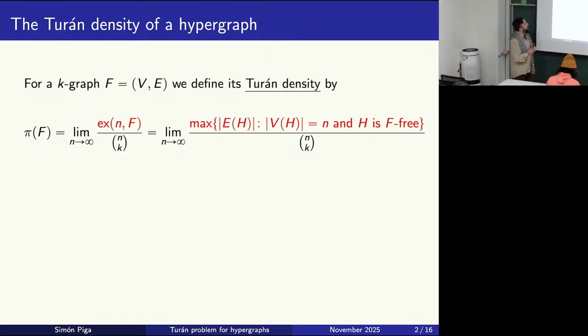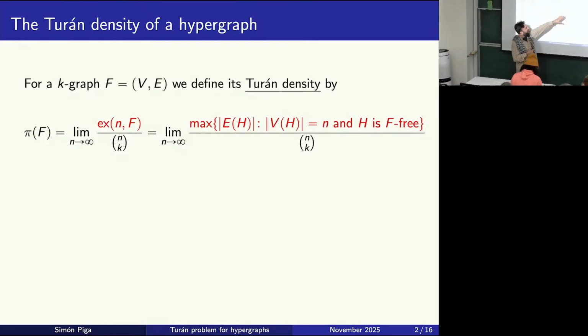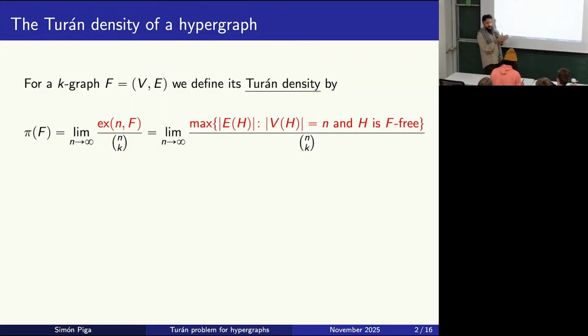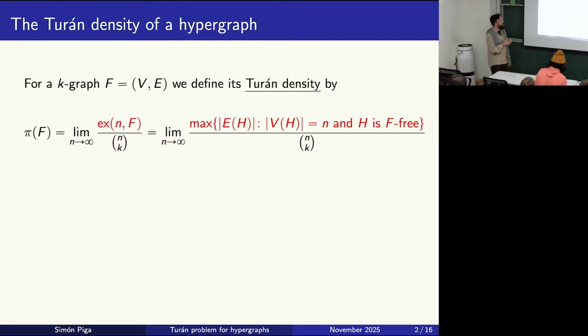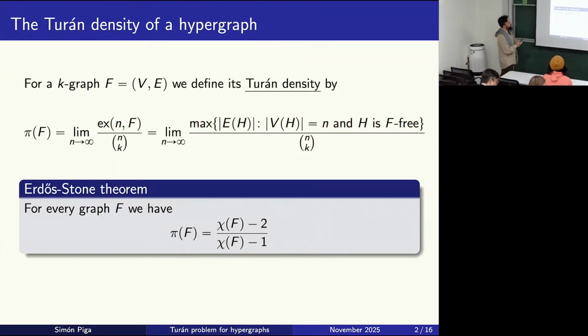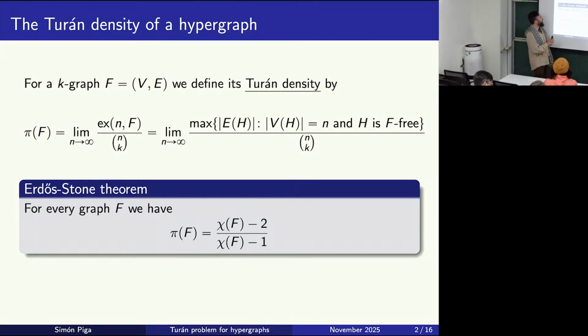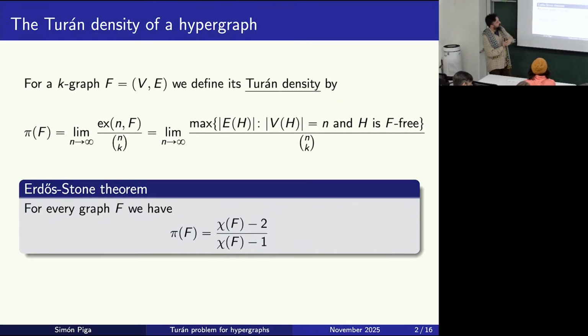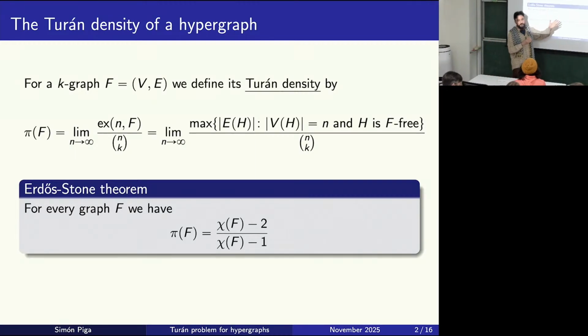And you can normalize it by the maximum possible number of edges to get some density, and you take the limit, and this gives you a nice clean parameter between 0 and 1, which is the parameter that we want to study. Right? And for graphs, we have the Erdős-Stone theorem, which determined this problem more or less completely. So the Turán density for graphs is very well known.